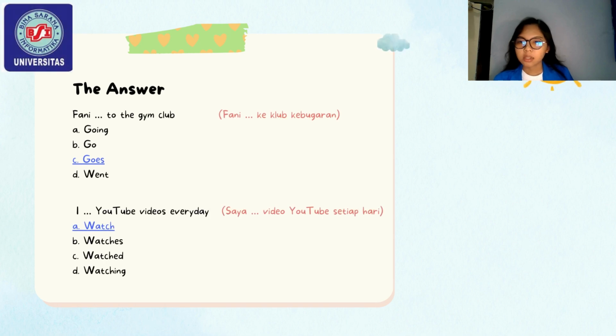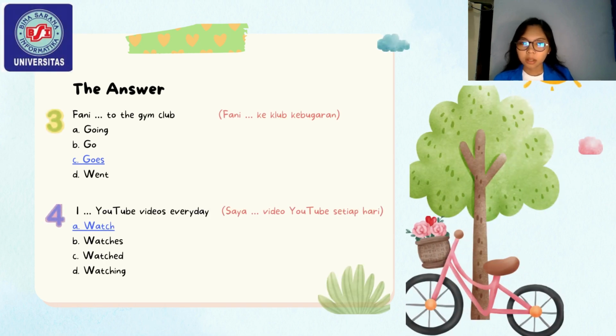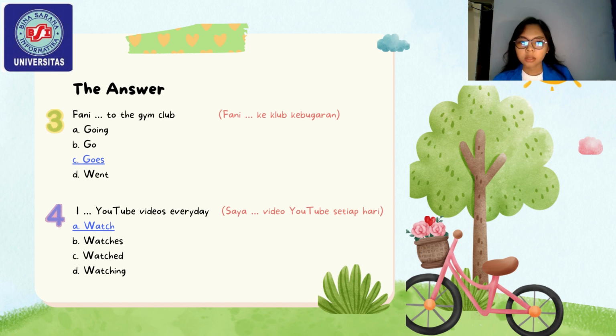The answer. Number 3, the answer is C, goes, because Fanny is a third person singular pronoun she, and the verb in the question ends in o, so es is added. Number 4, the answer is A, watch, because the subject in the question is I. No es, ies, or s is added to the verb.